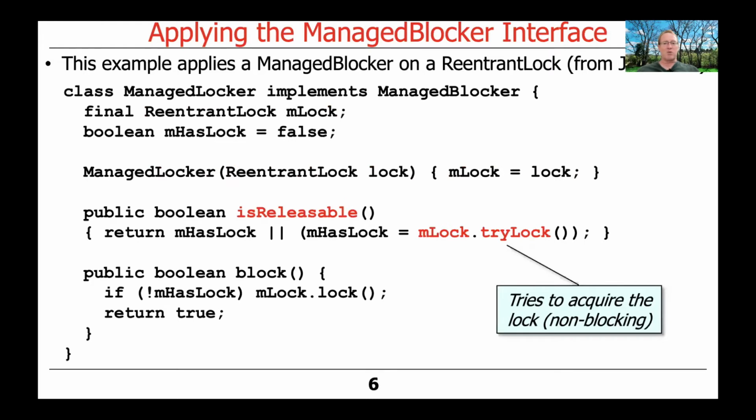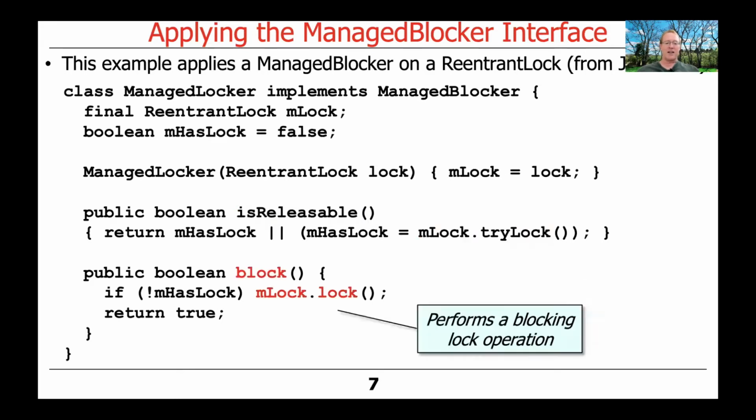Then we have an isReleasable method. And what it tries to do is keep track of whether or not we've got the lock. And if we don't have the lock, it attempts to do a non-blocking acquire by calling tryLock. If we get lucky and the lock is available, then we acquire the lock without blocking, and we set hasLock to true. If we don't get lucky, then we're going to have to be prepared to block.